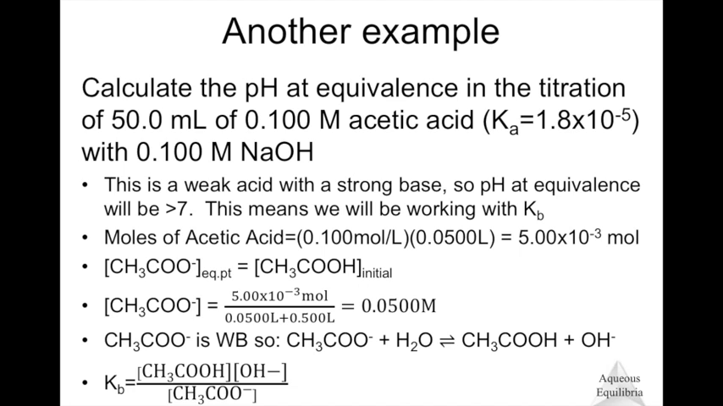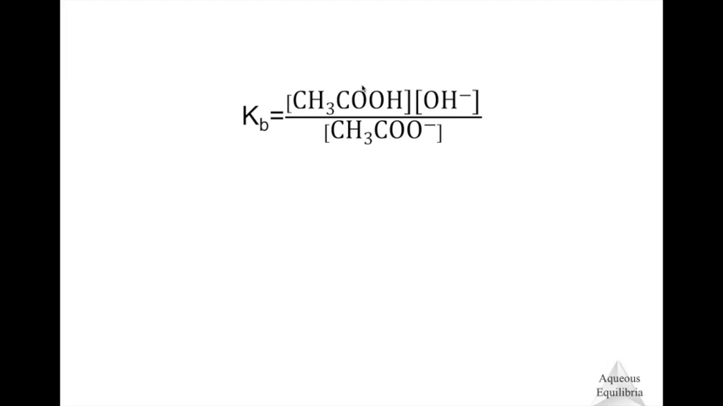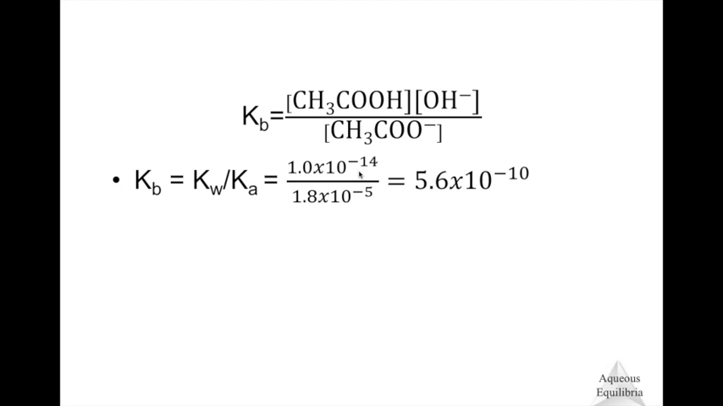We need that because, again, it's a weak base, and so we're using this. This is going to be our chemical reaction: that weak base is going to react with some water to turn back into acetic acid and some hydroxide ion. And so we plug that into our Kb expression. There's that Kb expression again. We've got our acetic acid, our OH minus, and our acetate ion. And plug in what we know. Well, first we get our Kb. We use our Ka, so we can get our Kb from there. It's 5.6 times 10 to the minus 10.